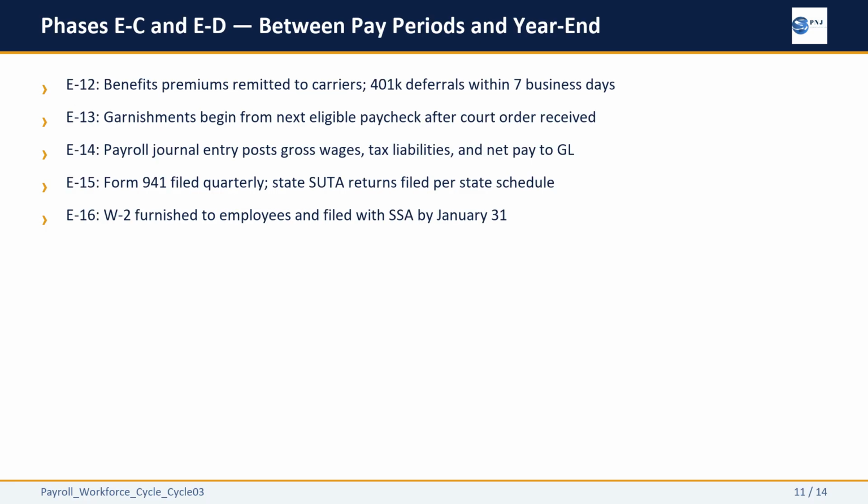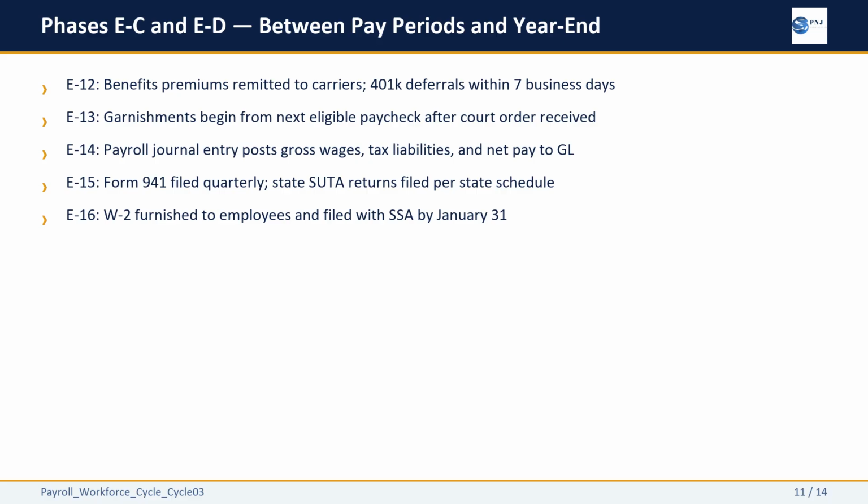Between pay periods, the team has ongoing compliance work. Benefits premiums must be remitted to carriers on billing schedules, and 401k deferrals must reach the plan trust within 7 business days of each pay date. The Department of Labor monitors this deadline closely. Garnishments must begin as soon as the next eligible paycheck after a court order arrives.